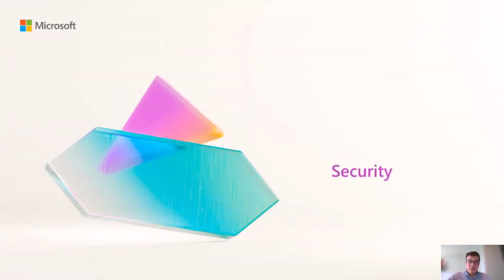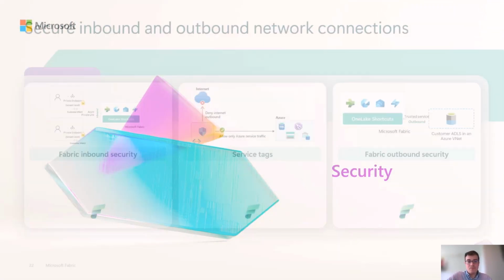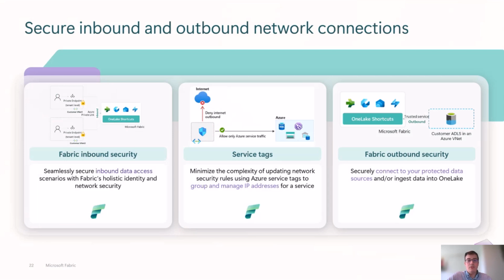And let's move on to security. And let's talk about network security right now. If we talk about inbound security, this is how are users accessing your Fabric tenant? How do we make sure they are accessing it in a secure way?